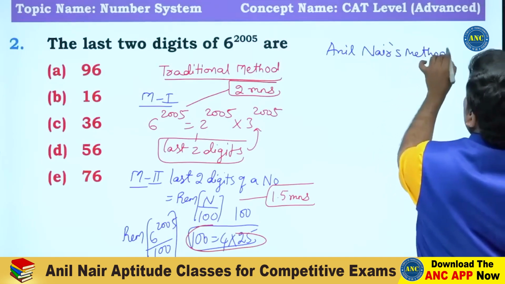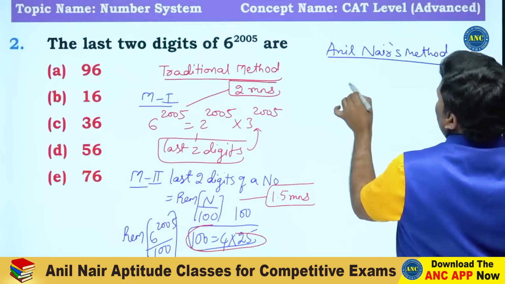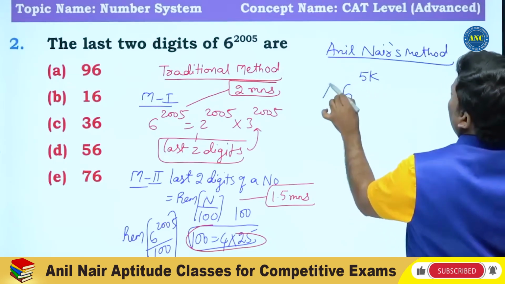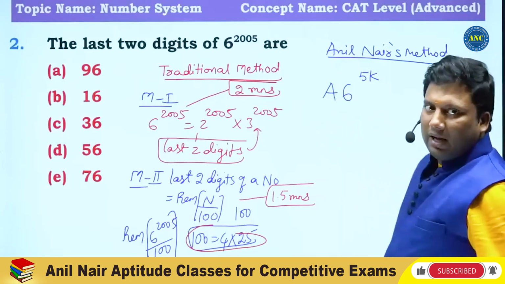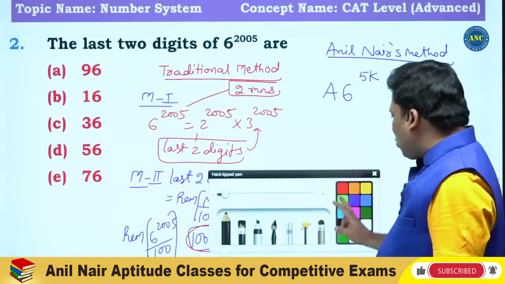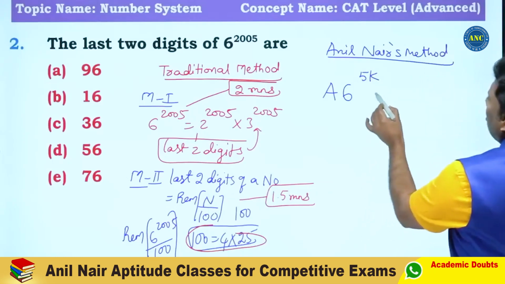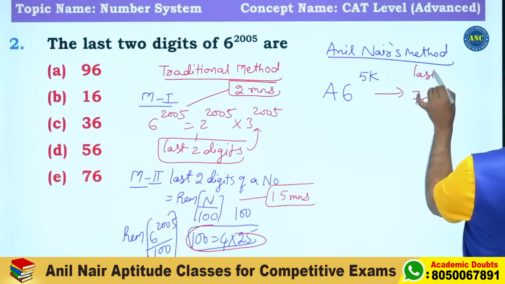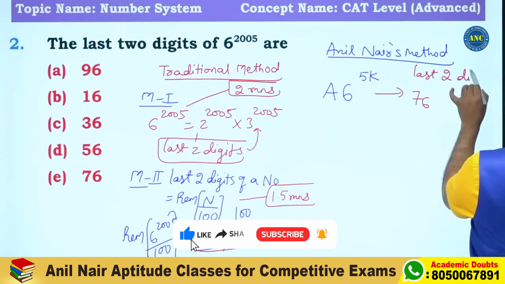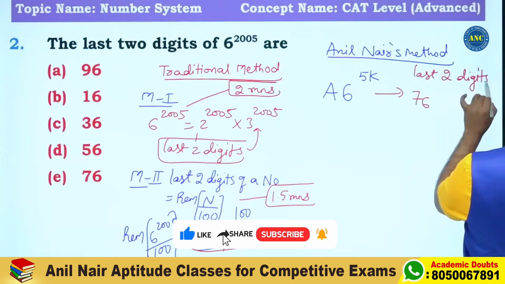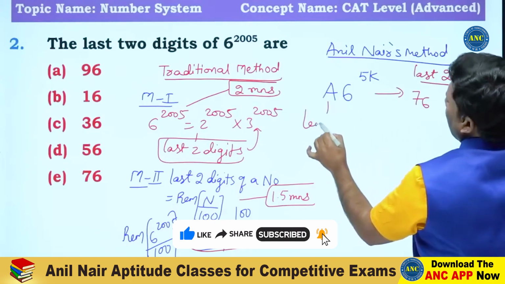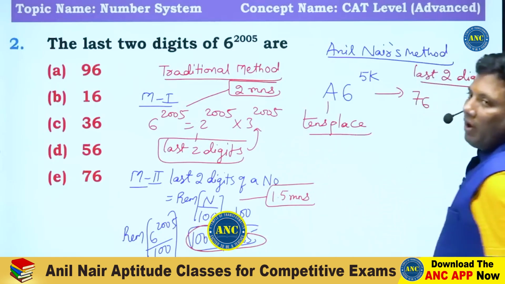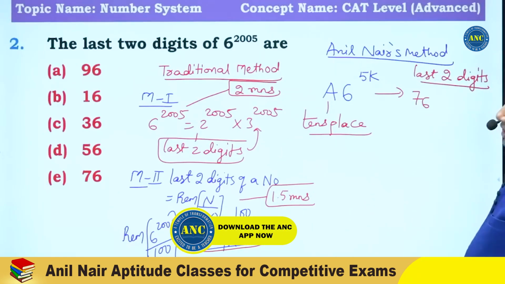Anil Nair's method is simple. If a number's unit digit is 6 and the power is a multiple of 5, the tens place could be any number. The last two digits are 76. Directly the answer is 76. In our CAT enrolled batch, I gave a proof of why it happens to be 76.